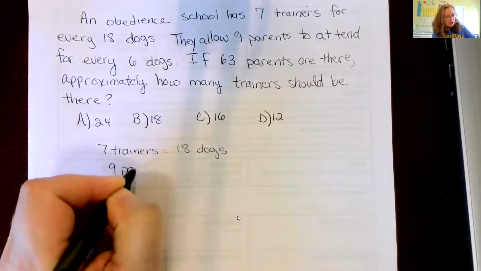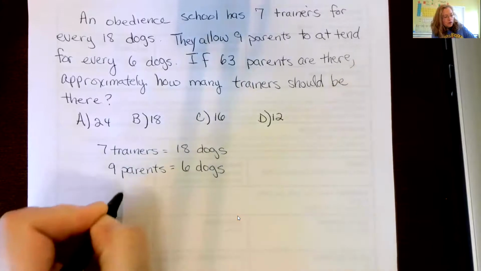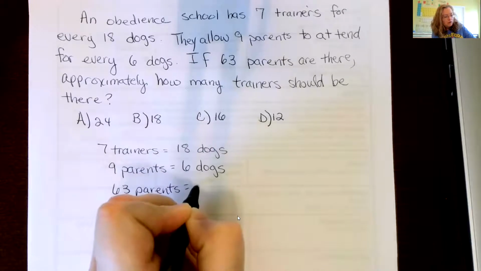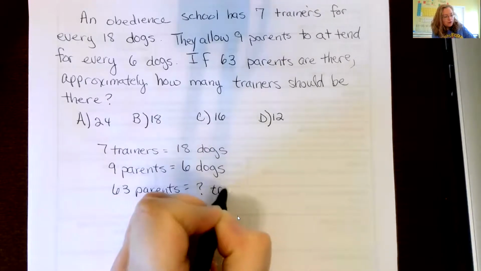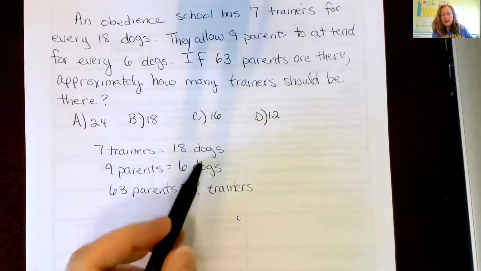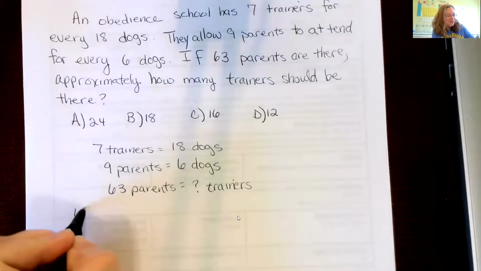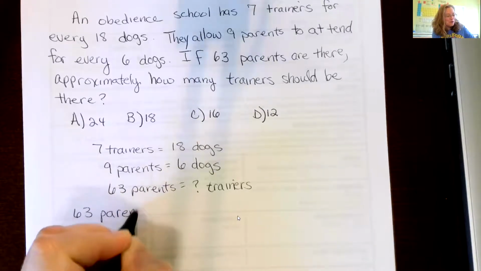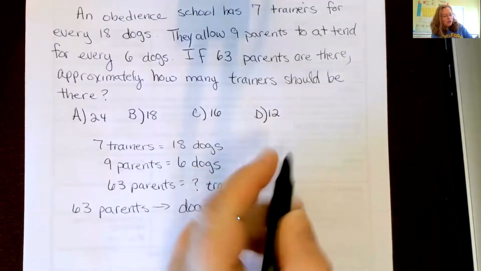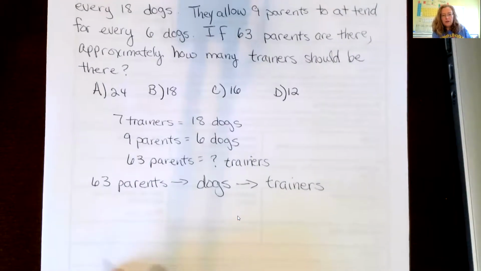9 parents goes with 6 dogs. 63 parents equals some number of trainers. My strategy: I can't go directly from parents to trainers, but they have a friend. Man, and often woman's best friend: the dogs. So we're going to convert those 63 parents to dogs first, and then that friend will give the trainers a call. And we'll have it that way.